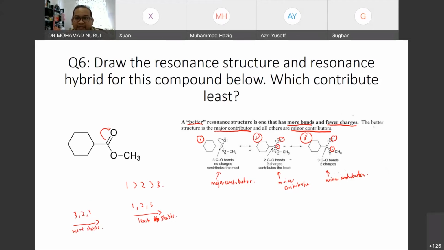Okay, we have Megan here. Yes? Isn't 3 more stable than 2? Because 3 still has a double bond. Yes, but this question only asks about minor and major contributors. So number 1 is the major contributor, and numbers 2 and 3 are minor contributors. Oh, sorry, 1, 3, and 2. Sorry. Okay, thank you.